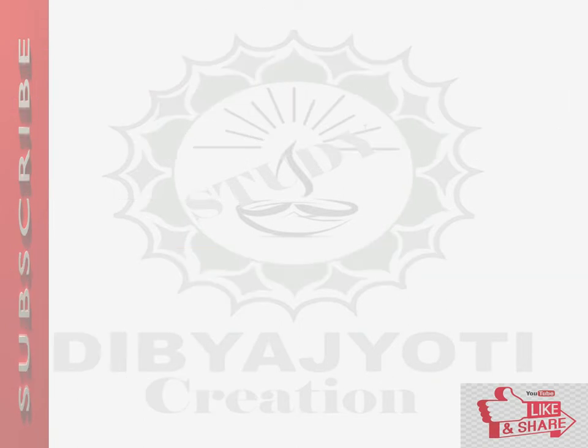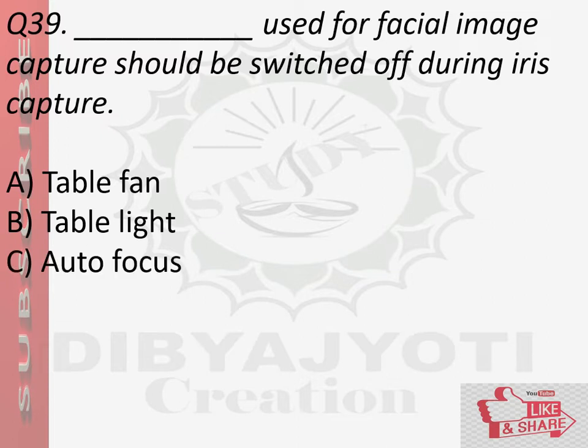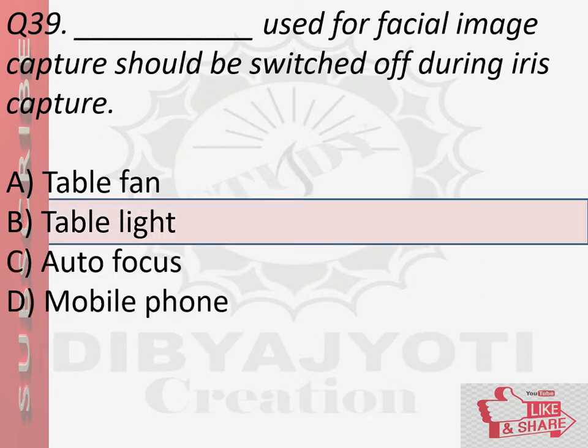Then next, dash used for facial image capture should be switched off during iris capture. Options are option A, table fan. Option B, tube light. Option C, autofocus. Option D, mobile phone. And answer is option B, tube light.